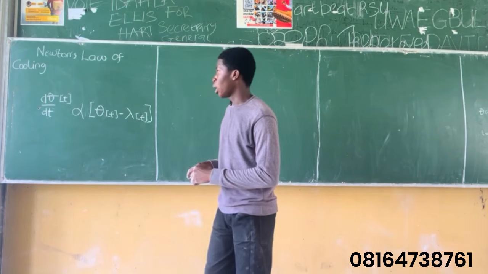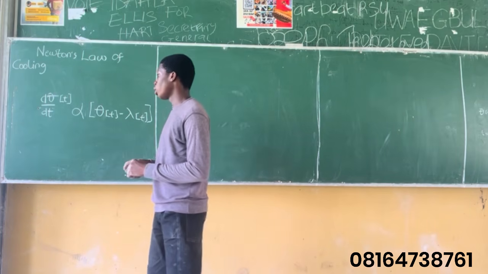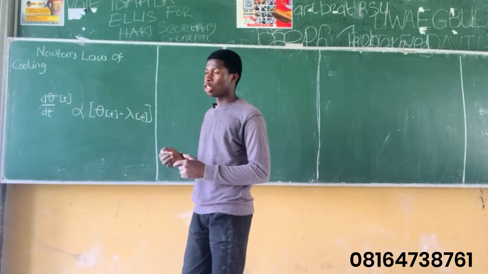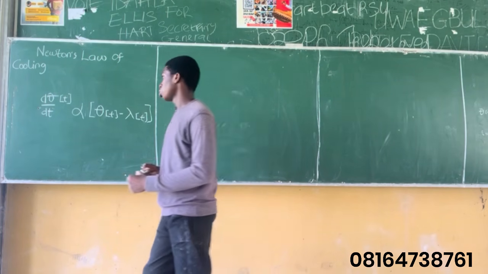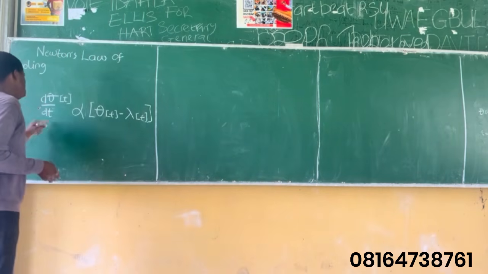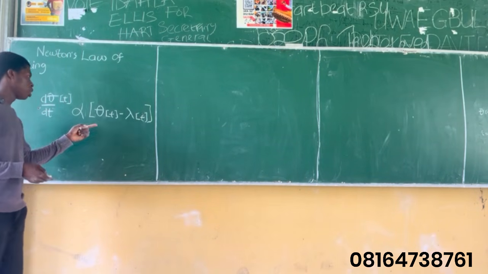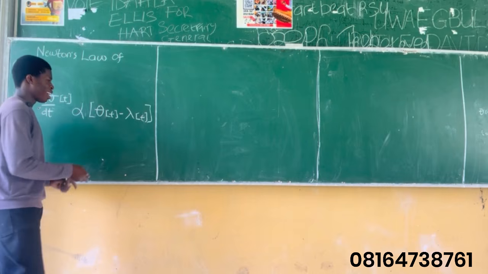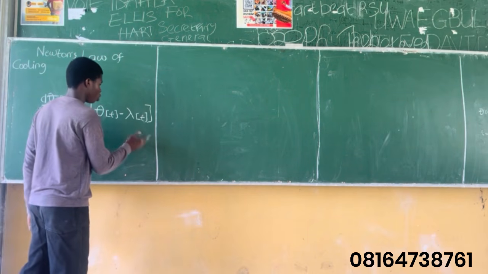application of ordinary differential equation to both science and engineering. So, this is a formula which relates the heating and cooling of a body with respect to the change in temperature. Now this is the change in temperature with respect to time, and whereby this is the temperature of the body and this is the constant temperature of the surrounding.